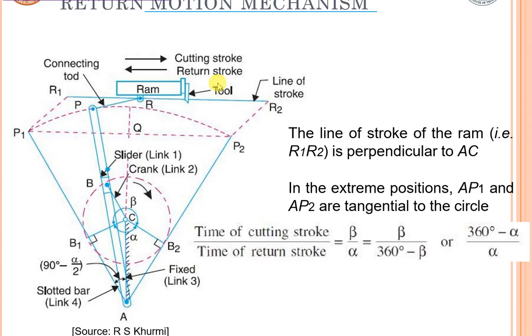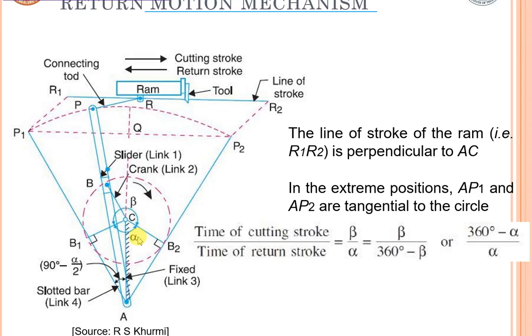So here there will be a ram and tool. Here it is going to make the forward stroke, which will be the cutting stroke, and the return will be the non-cutting stroke. So there will be a connecting rod. Here with respect to P1 and P2, this slider is going to make the motion, which has a connecting rod to the ram. So this is the line of stroke where the cutting tool is going to advance.